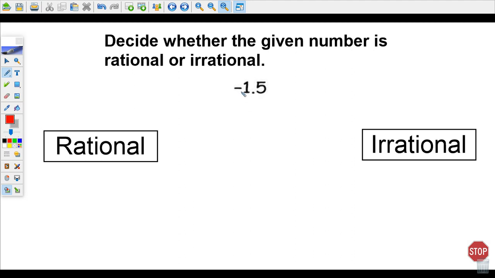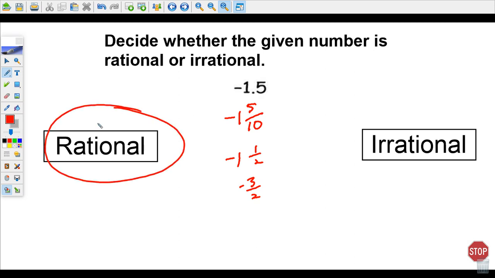Negative 1.5. Negative doesn't mean anything, and negatives are rational numbers. 1.5 is a terminating decimal. We could write this as -1 5/10, which would simplify to -1.5. We can turn that into an improper fraction. It would be -3/2. Therefore, we can write it as a fraction. It is rational. So this video was intended to help you just classify a number as rational or irrational.